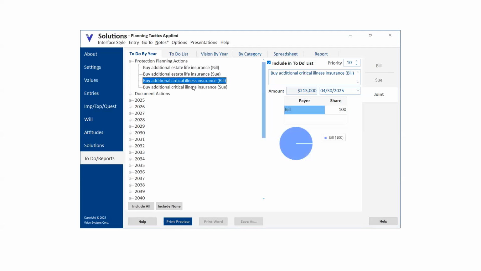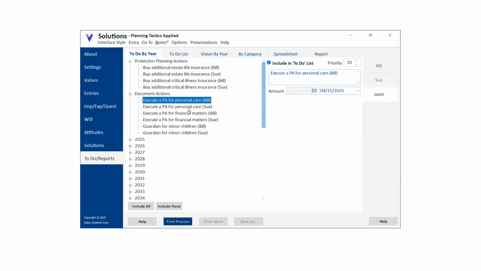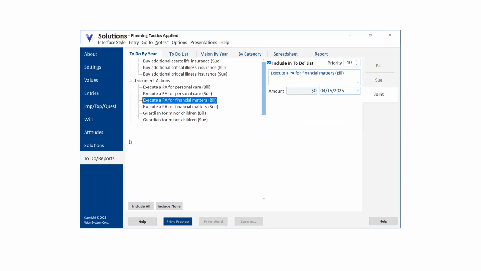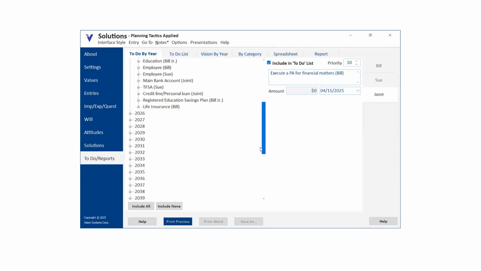There are also some critical illness insurance suggestions that are necessary additional amounts. These are all calculated previously on the Solutions Insurance tab. Document actions, including powers of attorney for personal care, financial matters, and other things. In their case, they've already taken their winter vacation and already made their TFSA and RSP contributions, so they really don't have any other to-dos for this year.